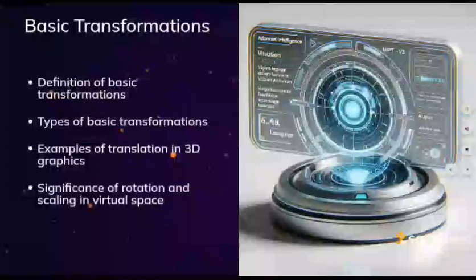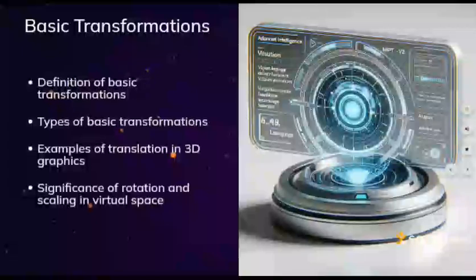Common types include translation, which moves an object along a specific axis, rotation that changes its orientation, and scaling that alters its size. Examples of transformation. An example of transformation is moving a cube from one position to another within a 3D space.